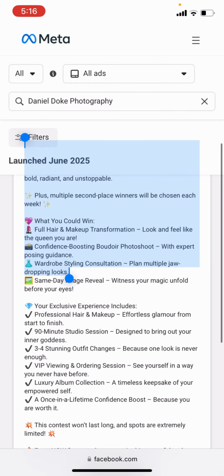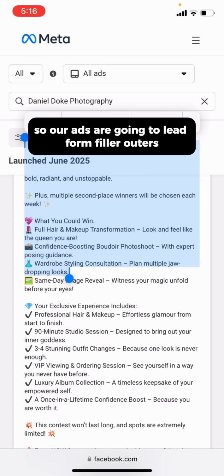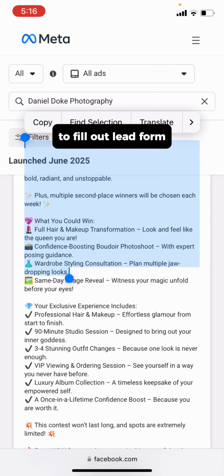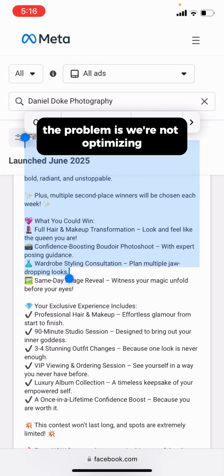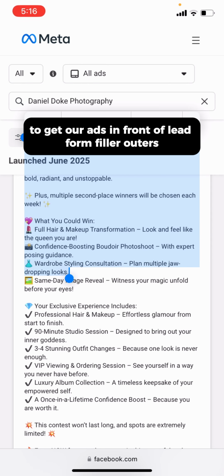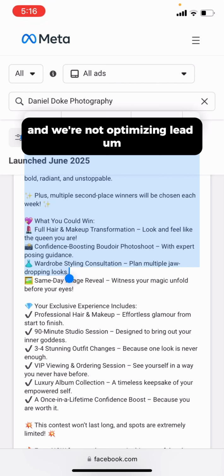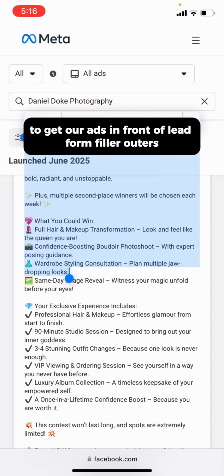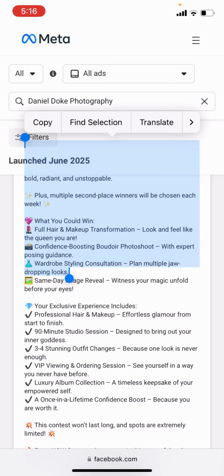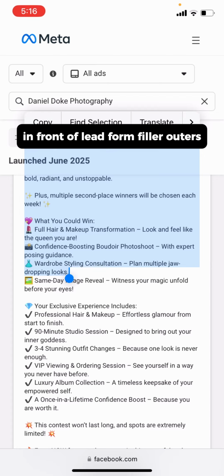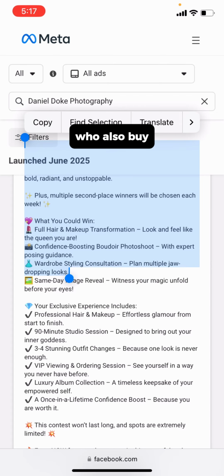And so our ads are going to lead form filler outers, people that have a high probability to fill out a lead form. The problem is we're not optimizing to get our ads in front of lead form filler outers who also answer our calls, texts, and emails. And we're not optimizing to get our ads in front of lead form filler outers who also book a call, show up to a call. And we're not optimizing our ads to get in front of lead form filler outers who also buy.